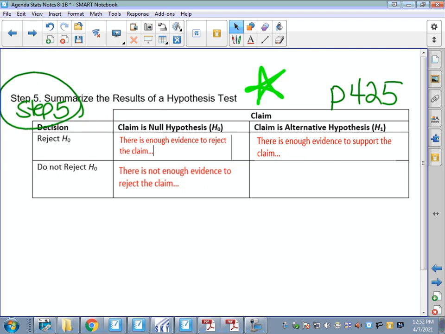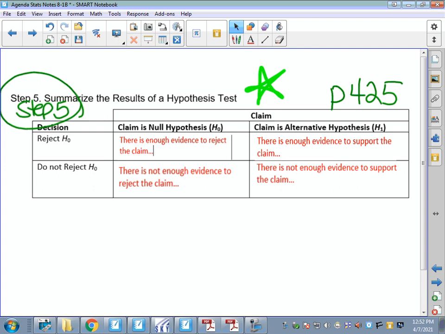And if we don't reject H sub 0, but our claim is H sub 1, we'd say there is not enough evidence to support the claim that the mean number of heartbeats is less than 82. So notice every single one of these is different. So make sure you pay attention. As we go through these, we will come back to this page many, many times. So mark it, highlight it, put a sticky note on it, whatever you need to do.